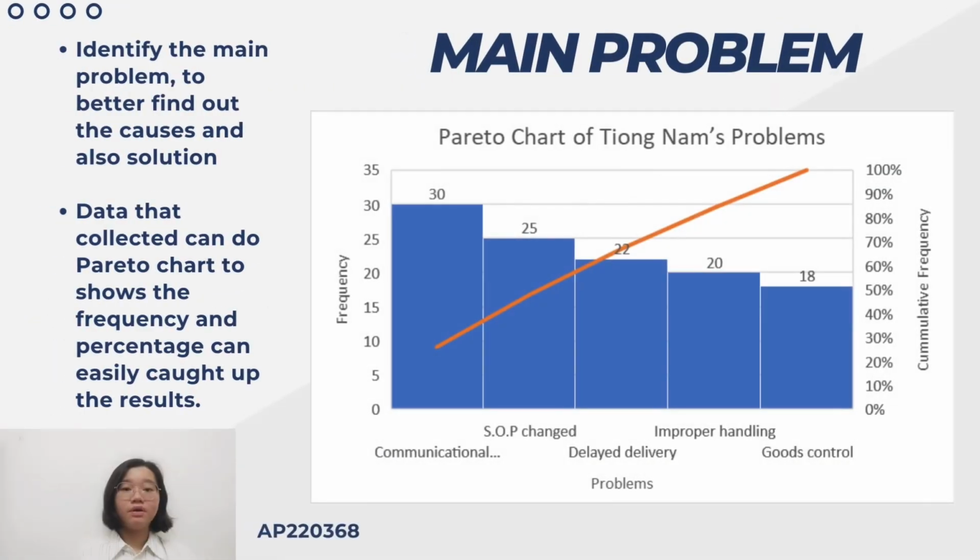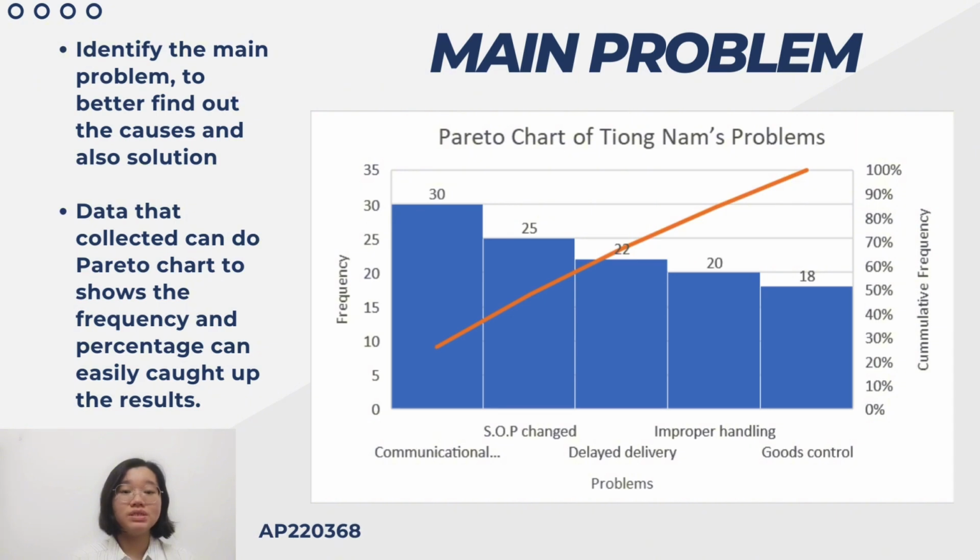Now I would like to talk about the main problem. Based on the Pareto diagram, which shows the problems faced in Tiongnan Logistics Solutions Sdn Bhd, there are 5 main problems in the production line. First, SOP change. Second, communication issue. Third, goods control. Fourth, improper handling. Last, delay delivery.